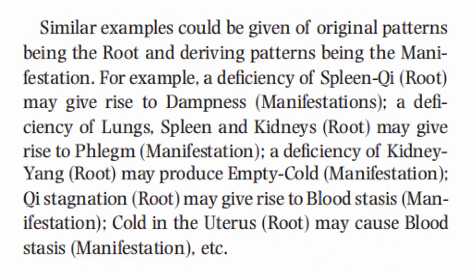Similar examples could be given of original patterns being the root and deriving patterns being the manifestation. For example, a deficiency of spleen qi, the root, may give rise to dampness, the manifestation. A deficiency of lungs, spleen, and kidneys, the root, may give rise to phlegm, the manifestation. A deficiency of kidney yang, the root, may produce empty cold, the manifestation. Qi stagnation, the root, may give rise to blood stasis, the manifestation. Cold in the uterus may cause blood stasis.